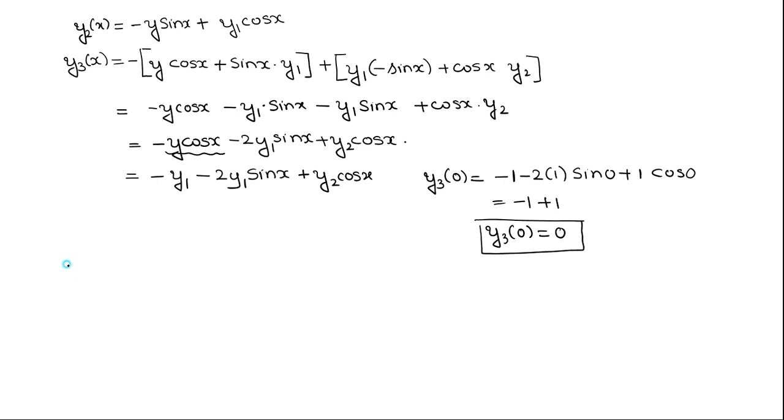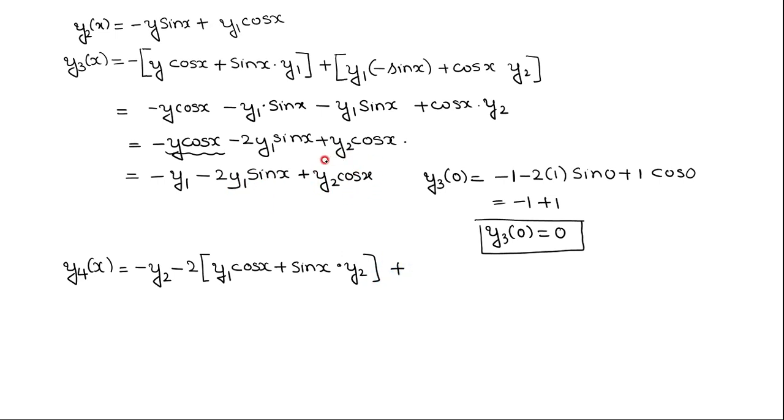Similarly, go for the fourth order derivative which is y4 of x. Now the derivative of minus y1 is minus y2. Here we need to go for the product rule. So keep minus 2 as it is. Use the product rule. So y1 as it is, the derivative of sine is cos x, plus sin x as it is, the derivative of y1 is y2. So this is for the term y1 sin x.